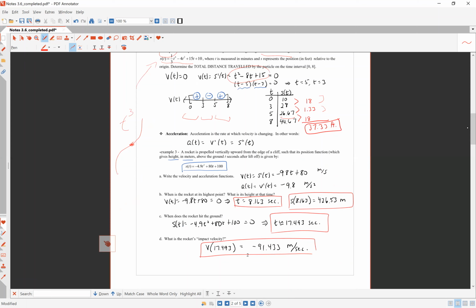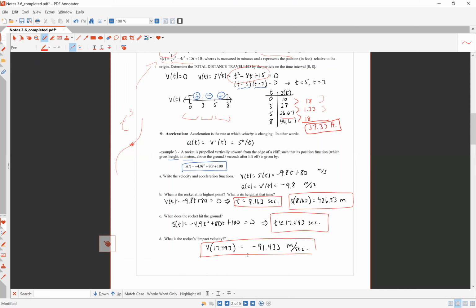So the acceleration is the derivative. It tells us how the velocity is changing. So positive acceleration means that the velocity is increasing. A positive acceleration, or positive second derivative, means the velocity is increasing. And if the acceleration, or the second derivative, is negative, the velocity is decreasing. Okay, so let's just see here.